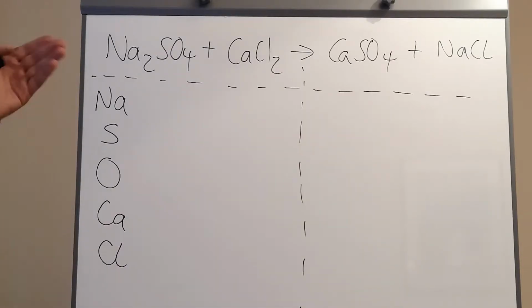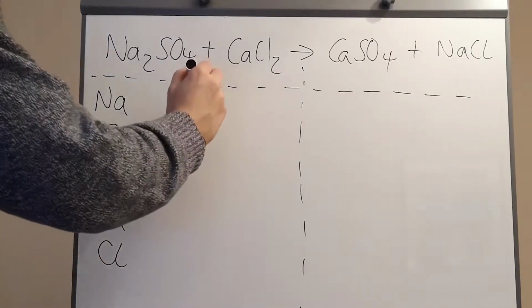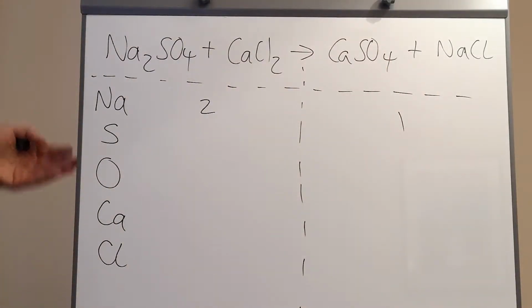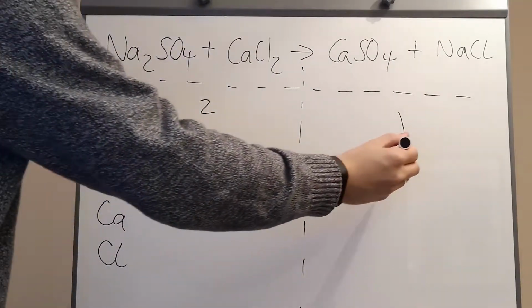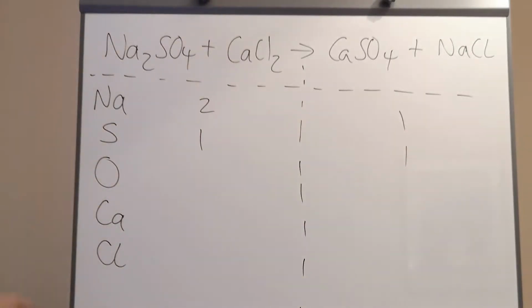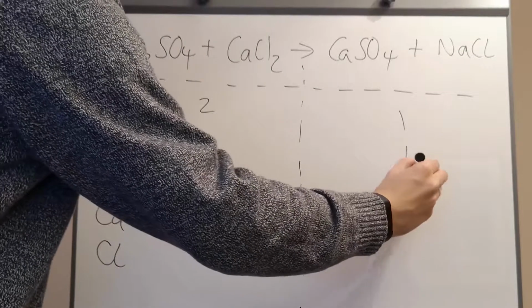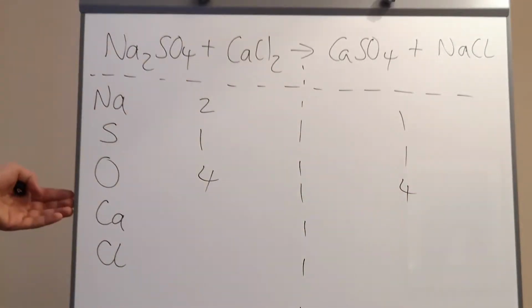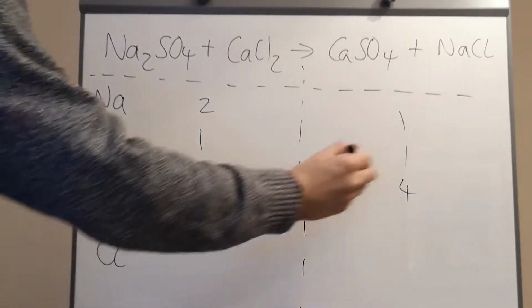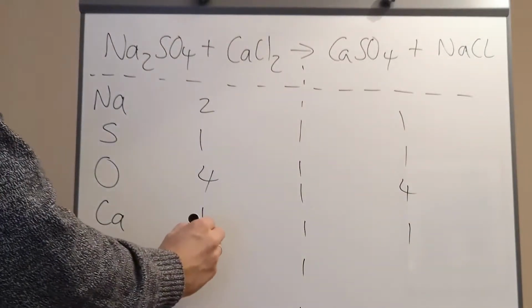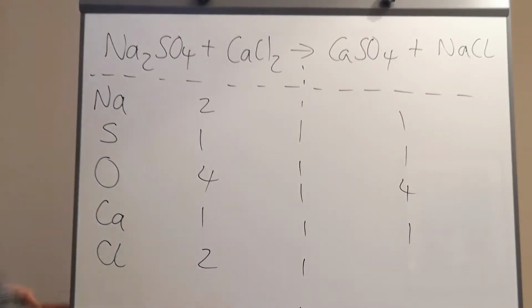There are 2 sodium atoms on the left hand side and 1 sodium on the right. There is 1 sulfur on the left and 1 sulfur on the right. There is 4 oxygens on the left and 4 oxygens on the right, 1 calcium on the left, 1 calcium on the right. There are 2 chlorines on the left and only 1 chlorine on the right.